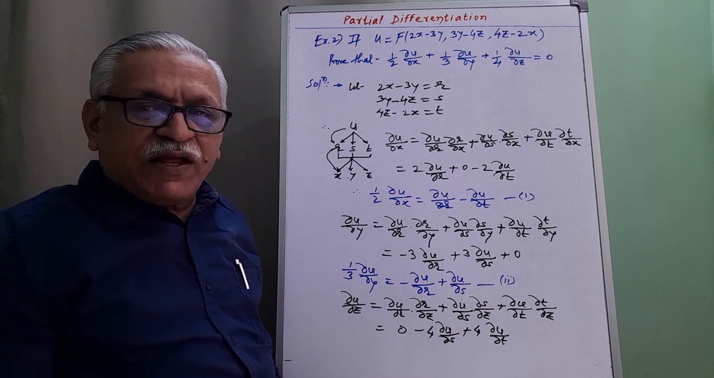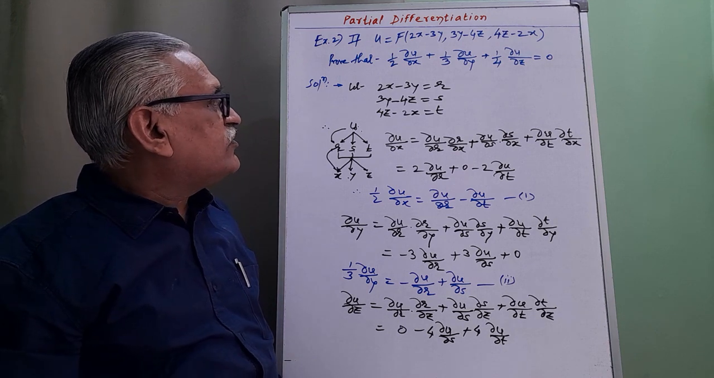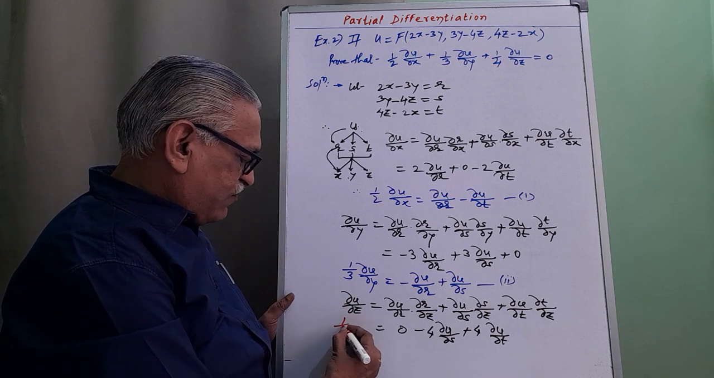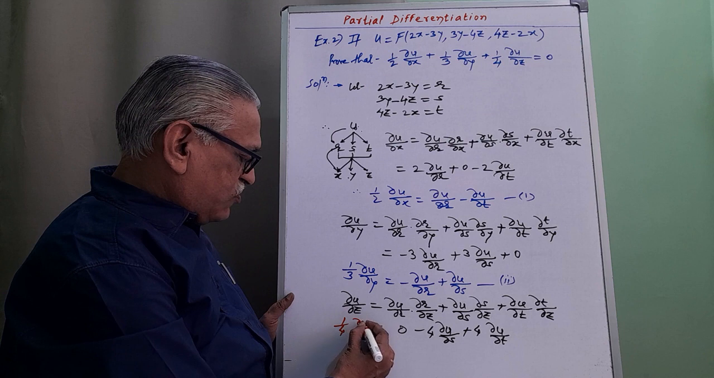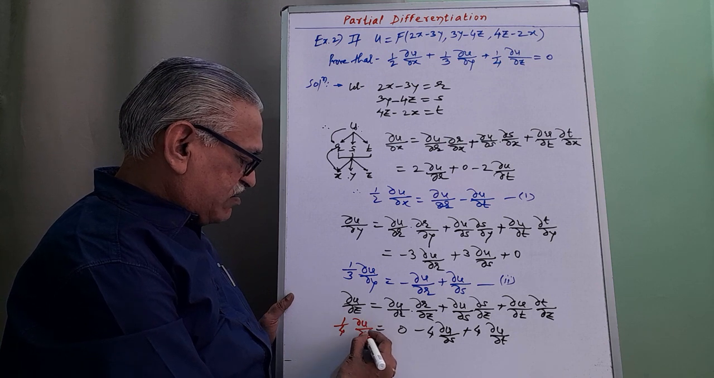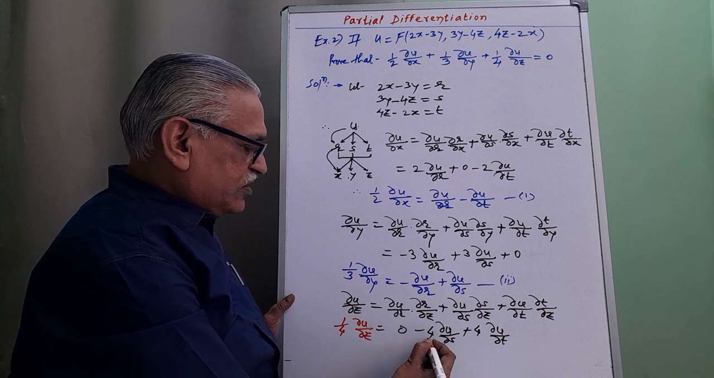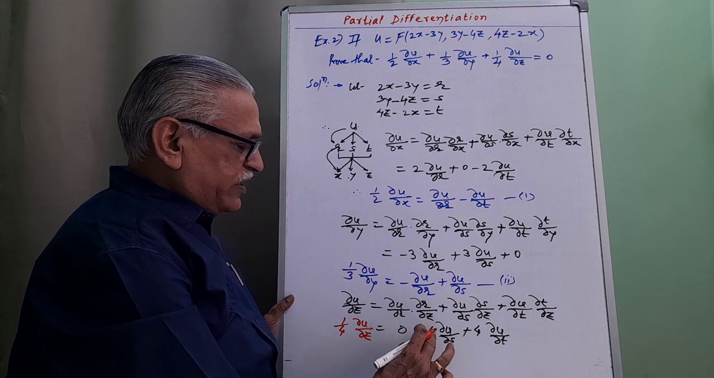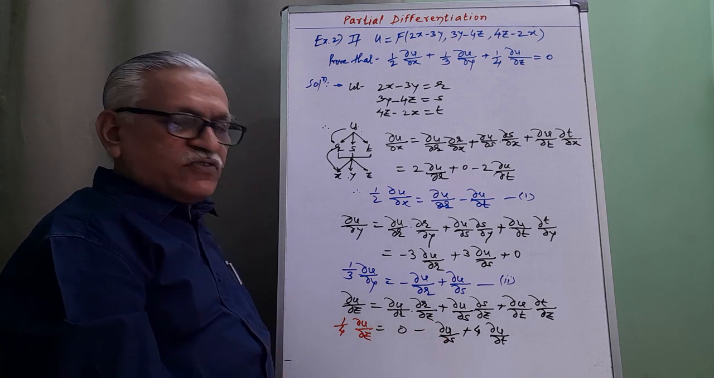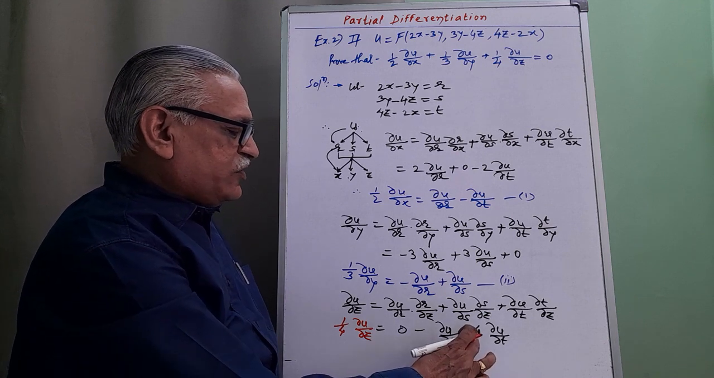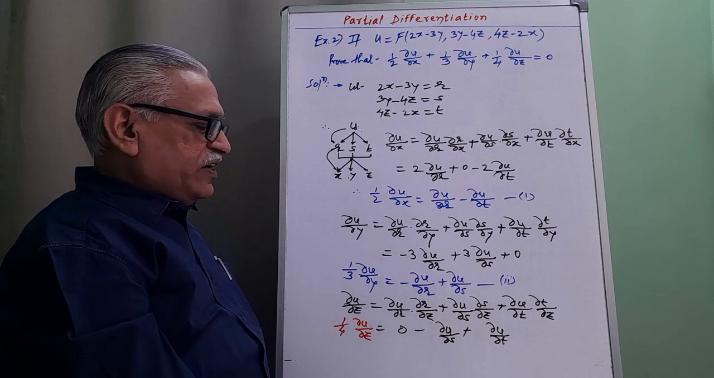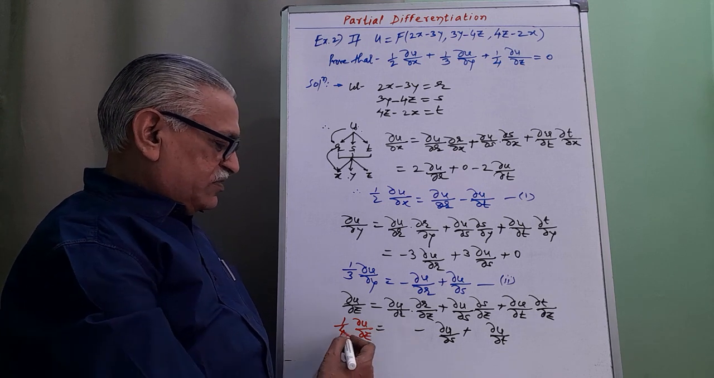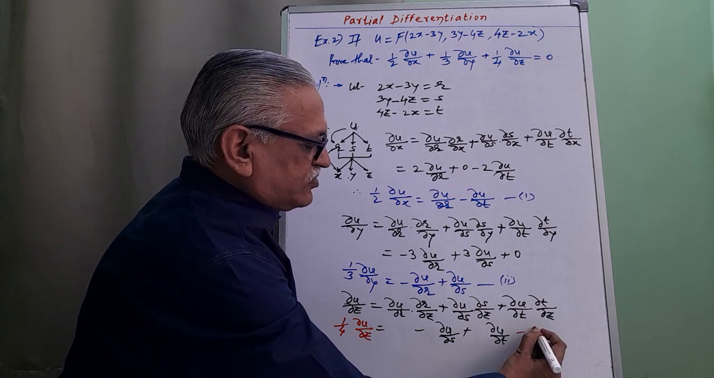Then multiplying by 1 by 4 times. Therefore, it is 1 by 4 times dou u by dou z is equal to this, the 4 gets cancelled, we get minus dou u by dou s. 4 into 1 by 4, this gets cancelled, we get plus dou u by dou t, and therefore we have this result number 3.